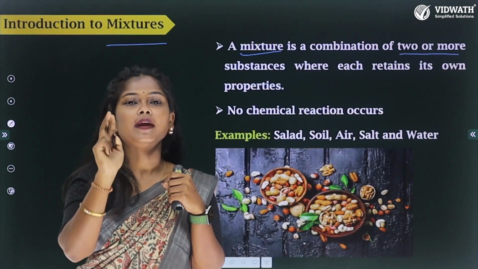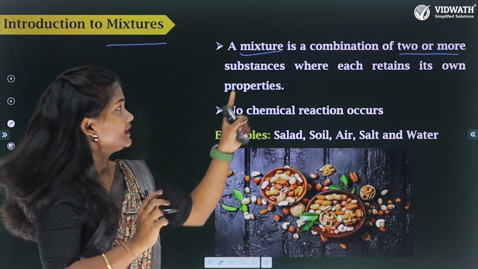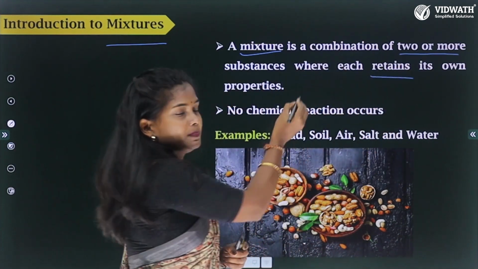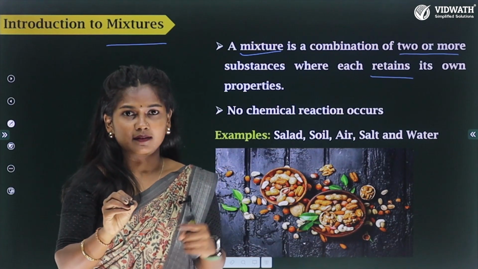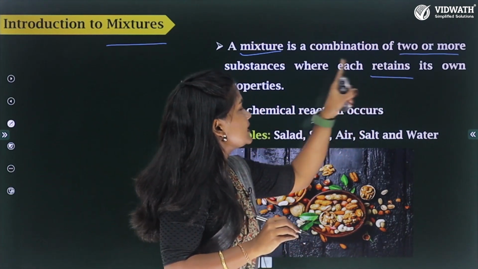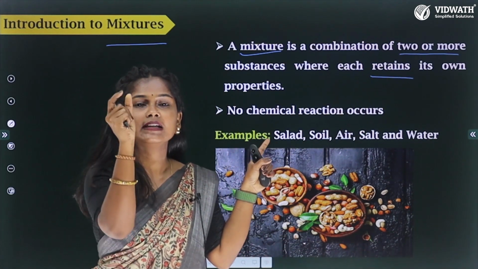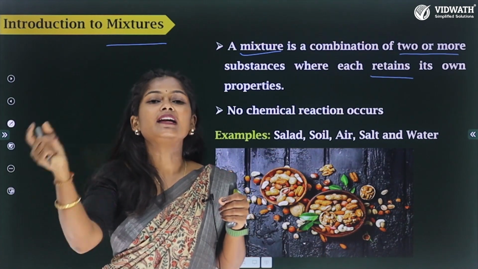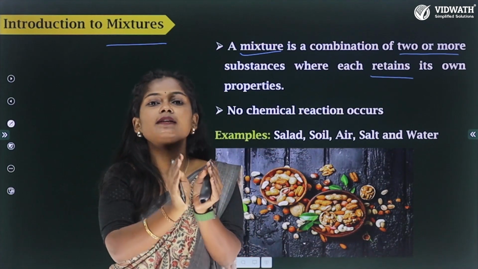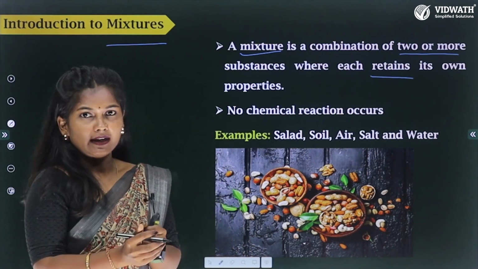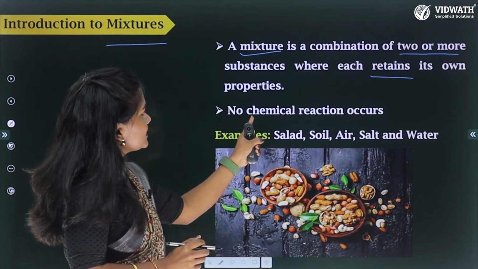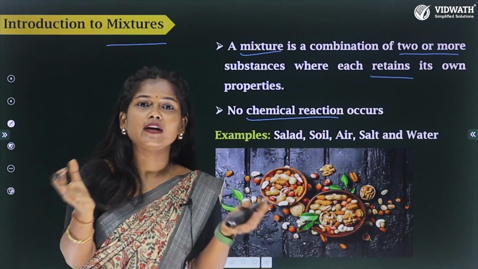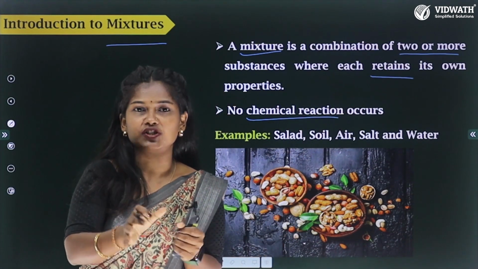The two main important properties of a mixture are, first, each component or substance that is part of the mixture retains its own properties. Whatever characteristics a substance has as an individual, it retains when it is mixed together with others. The other thing is that no chemical reaction occurs when two or more substances combine in a mixture.